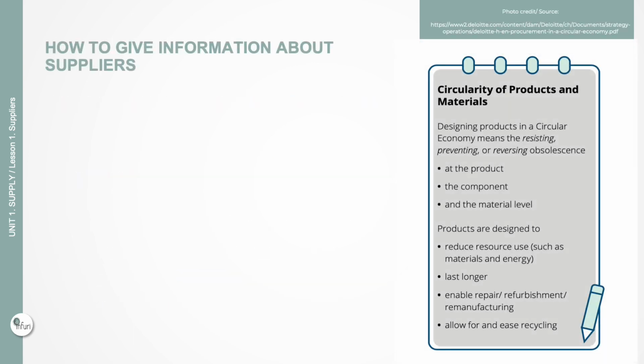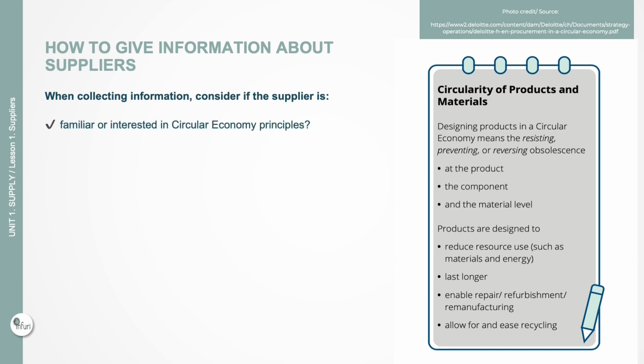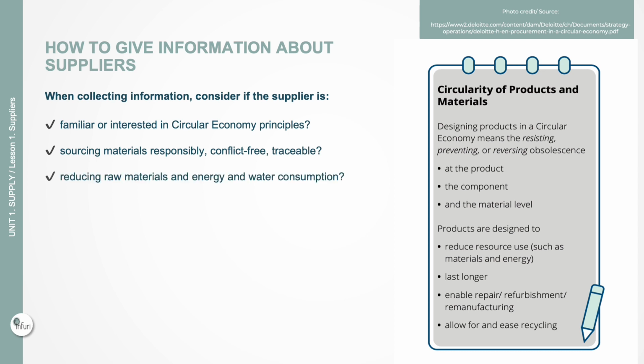How to gather information about suppliers. When collecting information, consider if the supplier is already applying circular economy principles, or is familiar and interested in implementing them. Inquire about the origin of the raw materials. Are they sourced responsibly and conflict-free? Are they reducing raw materials and energy and water consumption where possible?